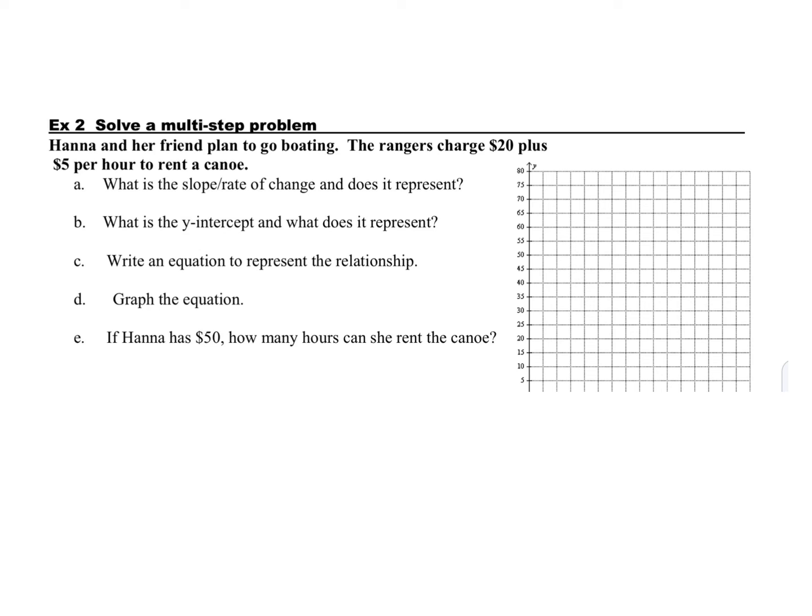All right, so example number 2, solving a multi-step equation or problem. It says that Hannah and her friend plan to go boating. The Rangers charge $20 plus $5 per hour to rent the canoe. So what is the slope or the rate of change? Well, remember it's the $5, and again, look for that word per for the slope and rate of change. So it's going to be $5, and what does it represent? The amount per hour. So it's a cost per hour.